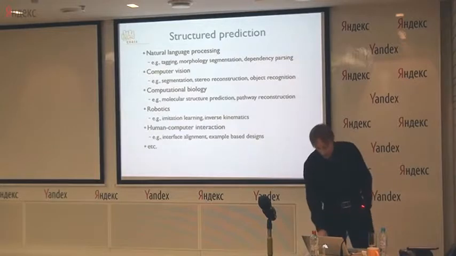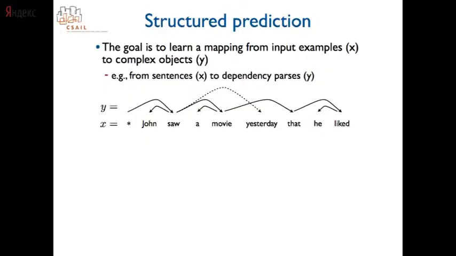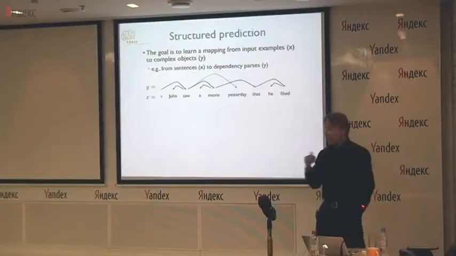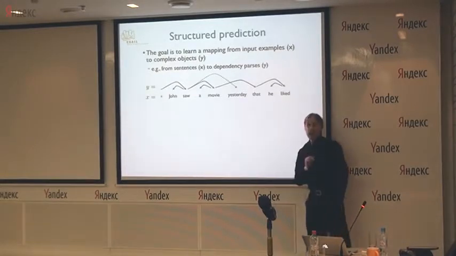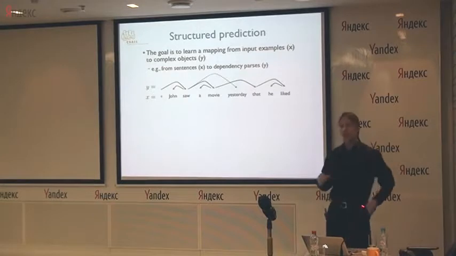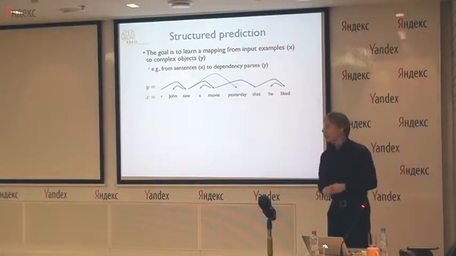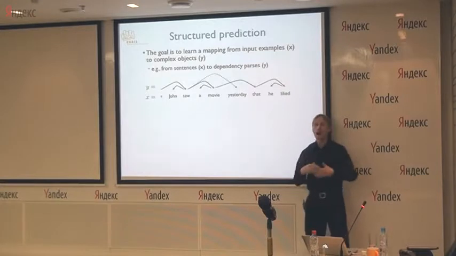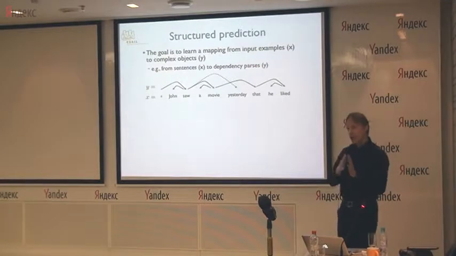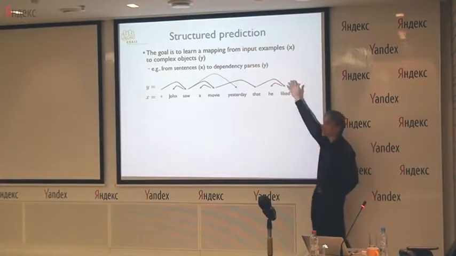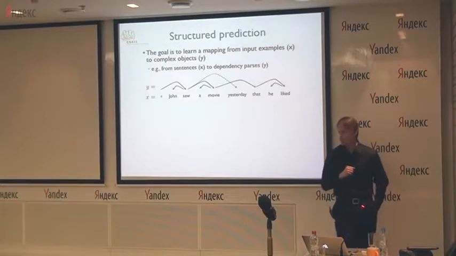So what is structured prediction? Here's one example in natural language processing, dependency parsing. You're given a sentence that is the input, the X input example. And what you're trying to reconstruct is a parse tree, a directed tree over the words in the sentence. So the tree itself is now the prediction that you're trying to attain, and learn to make such predictions on the basis of examples of such sentences and parses that you may have.